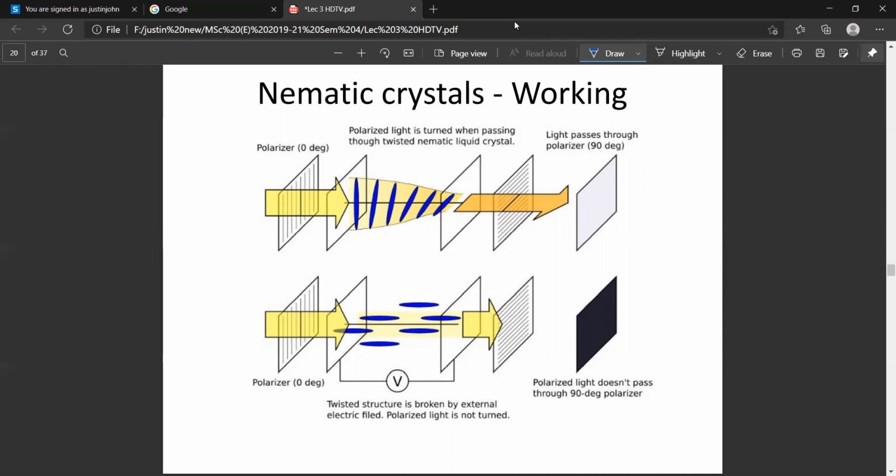Using these nematic crystals, you can make LCD or LED TV. And how do we make use of this particular phenomenon, and how do we make these LED and LCD TVs? We will discuss in the next class.